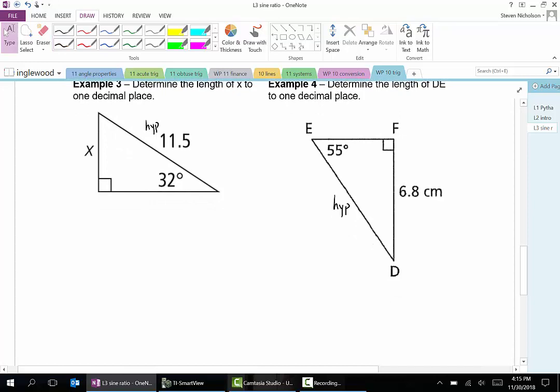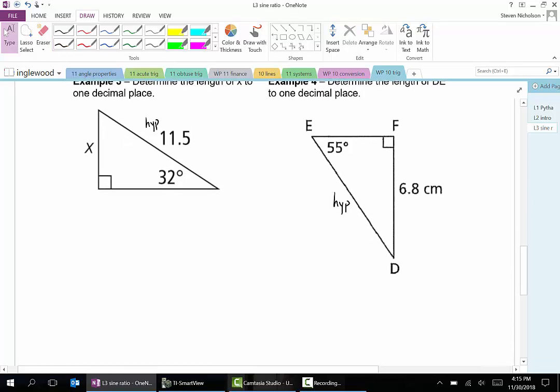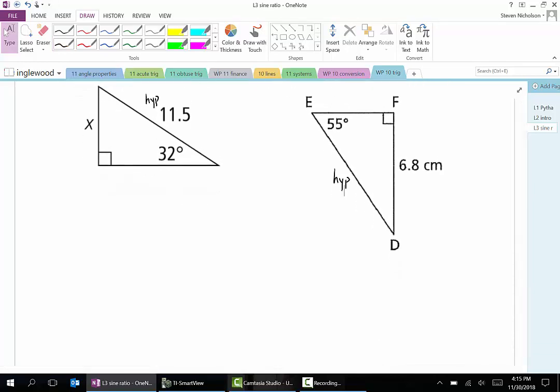Now, the other thing we wanted to do is I wanted you to write down what I know. So we talked about this last tutorial, last video. What do I know? And again, I'm always going to label an angle A. So in this question here, what do I know? Well, I know angle A. I know the hypotenuse. And what do I want to know? I want to know that side. And that side is the opposite side.